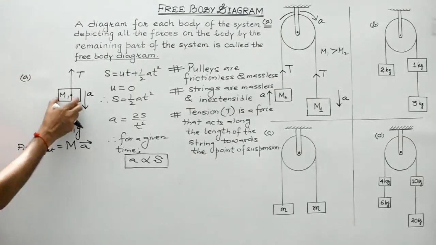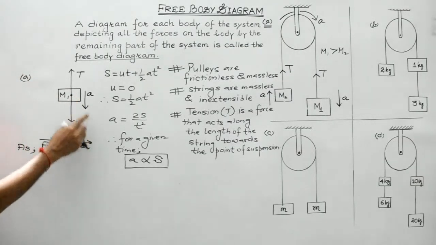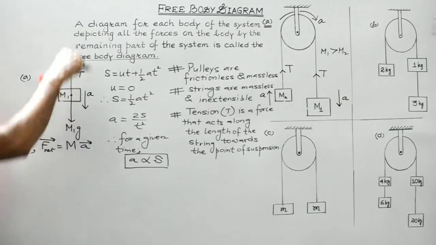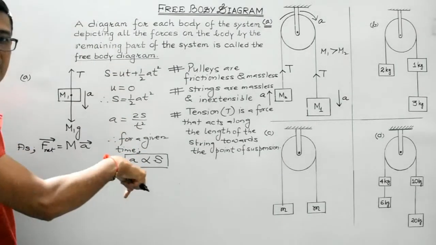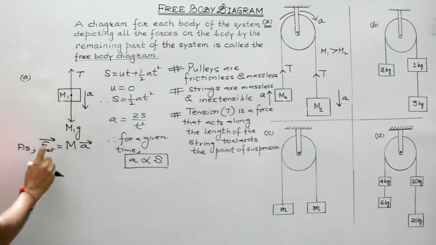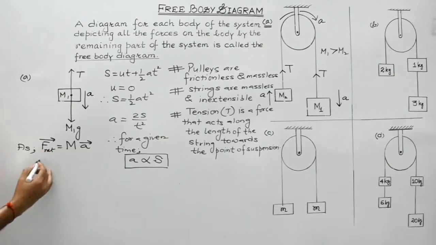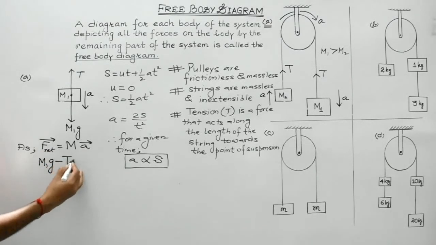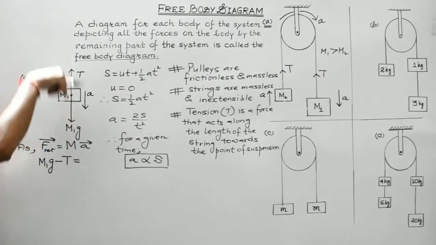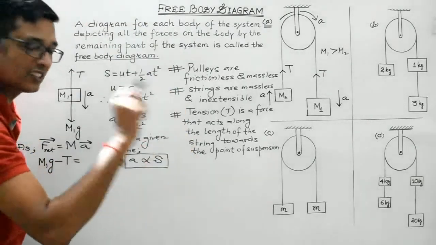So what is the net force acting over here? It will be m1g minus T, because m1g is greater than T, because mass m1 is getting accelerated downward. So net downward force would be dominating, right? So what is the net force acting on this body? It will be m1g minus T. So this is the net force acting, and it will be in the downward direction because the body is having downward acceleration.